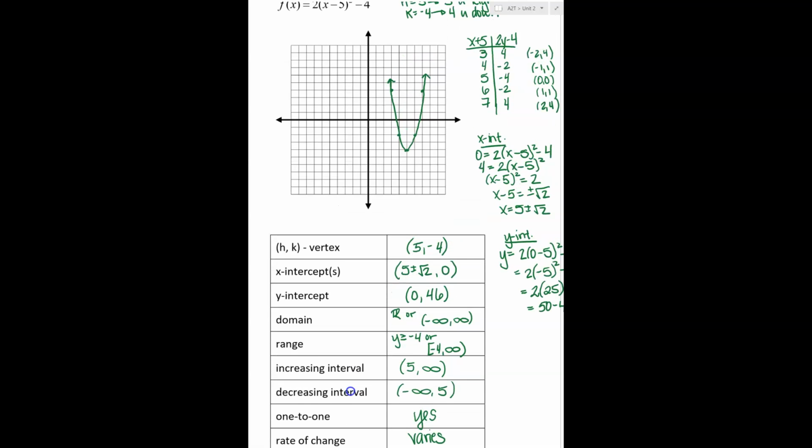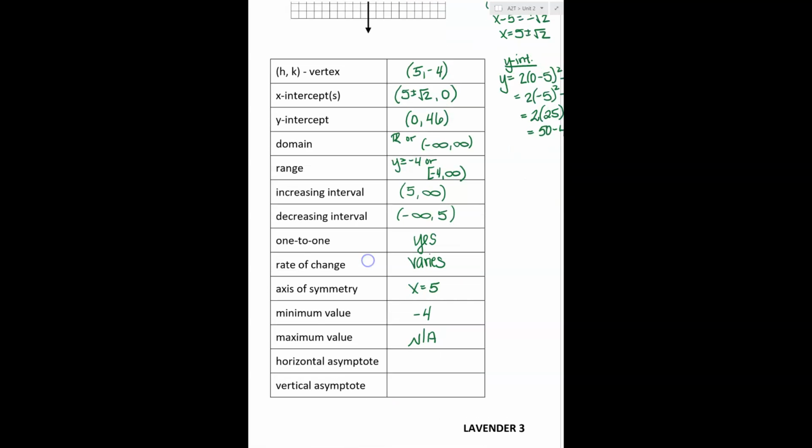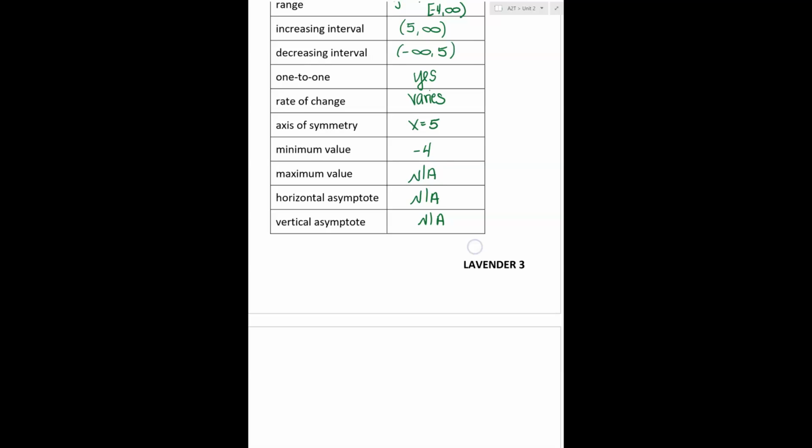Our axis of symmetry, looking at it, ooh, x equals 5. It is always the h value. Minimum value is -4. There isn't a maximum because this opens up. And then there isn't a horizontal, nor is there a vertical asymptote. Excellent. All right, guys, one more.